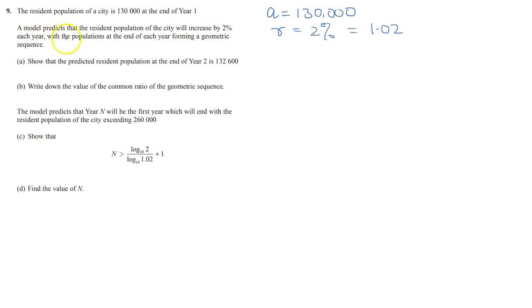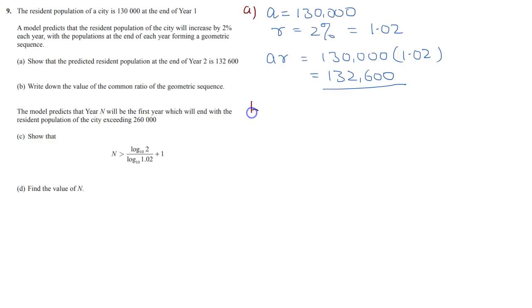What will be the population at the end of year 2? End of year 2 means that is ar. That is 130,000 multiplied by 1.02, which is equal to 132,600. That is going to be the population at the end of the second year. This is part A. Now part B.